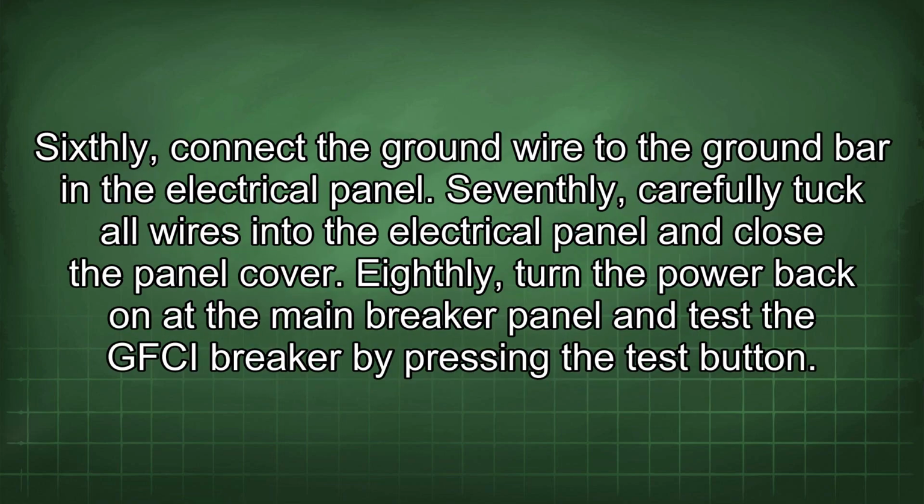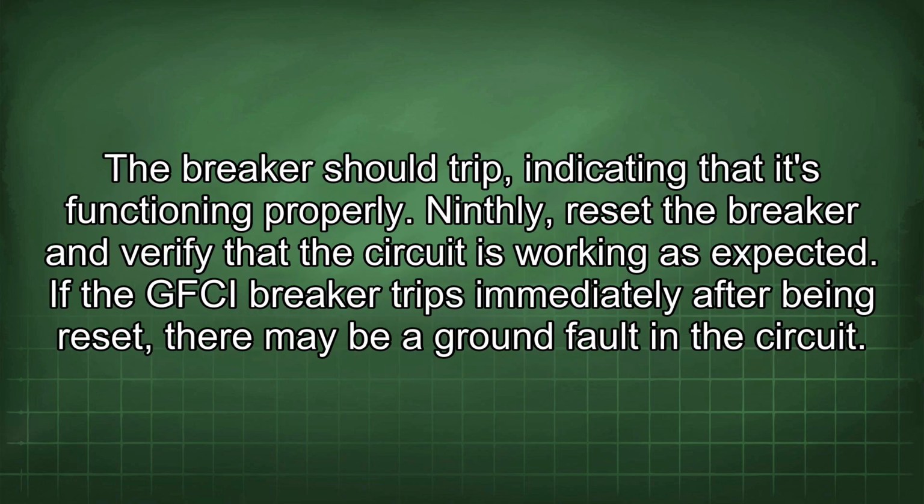Sixthly, connect the ground wire to the ground bar in the electrical panel. Seventhly, carefully tuck all wires into the electrical panel and close the panel cover. Eighthly, turn the power back on at the main breaker panel and test the GFCI breaker by pressing the test button. The breaker should trip, indicating that it's functioning properly. Ninthly, reset the breaker and verify that the circuit is working as expected.